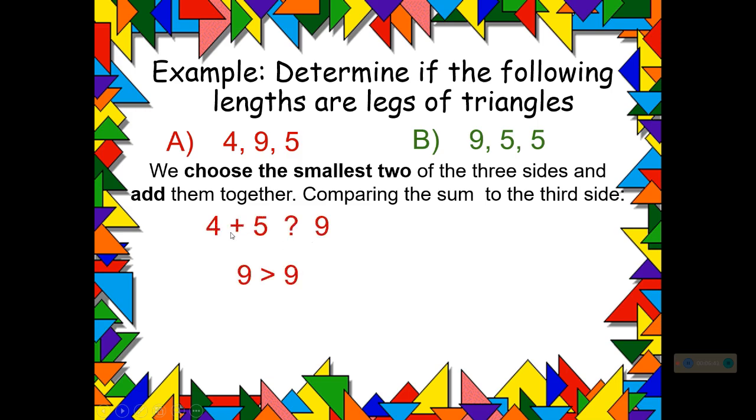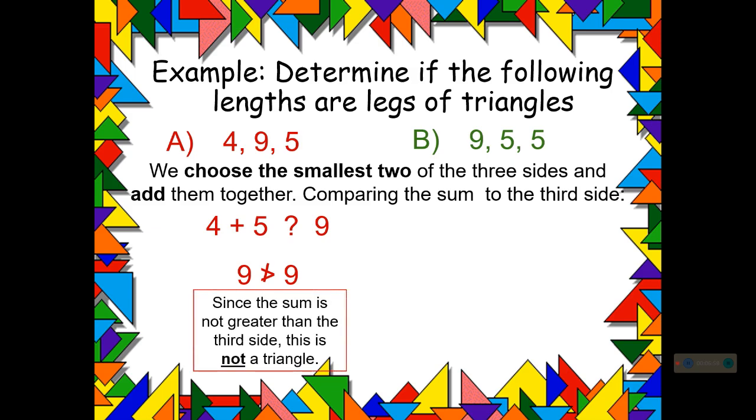So for our solution, 4 plus 5. You are going to add that in your mind, and then determine if it is greater than or less than. So obviously, 9 is not greater than 9 because they are equal. Therefore, since the sum is not greater than the third side, this is not a triangle.